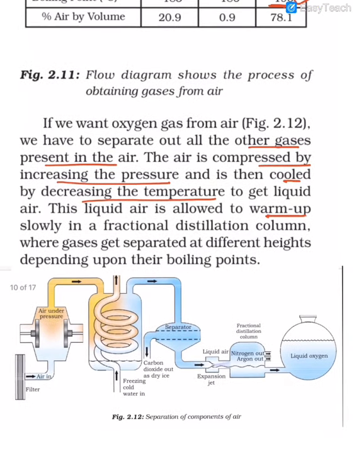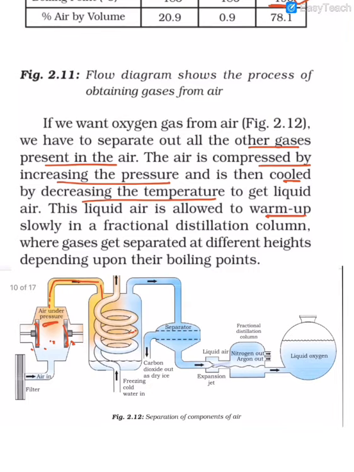Now see here we have the diagram of how we separate the gases from the air. First is air under pressure. Air is subjected to pressure, compressed from both sides. Because of pressure, we increase the pressure, and then after you apply pressure, the air passes through this tube and goes into the next tube.